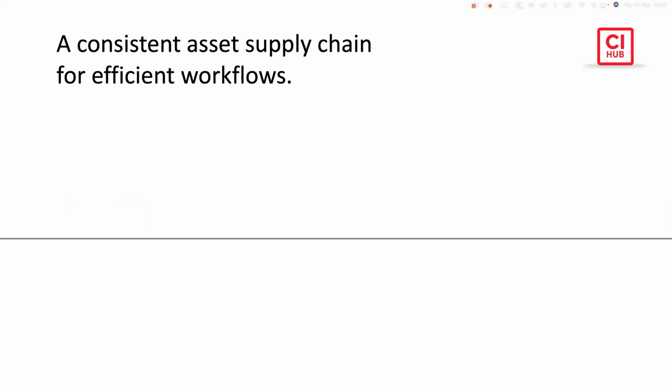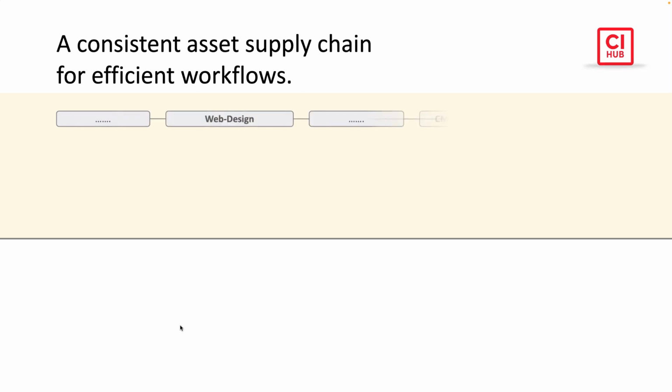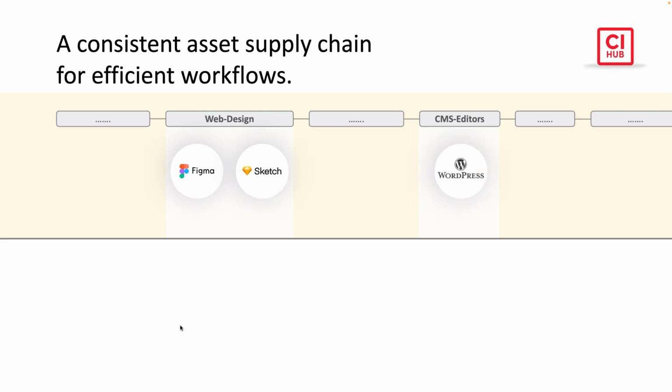So I'm switching back to the presentation. What you've seen at the end is really a consistent asset supply chain when it comes to different departments. So you have the web design and the CMS editors, what we've seen now in the live demo with Figma, Sketch, and with WordPress. And they all have to access at some point some systems that has to be done by the people themselves, because the people are using those applications and they have to access systems.